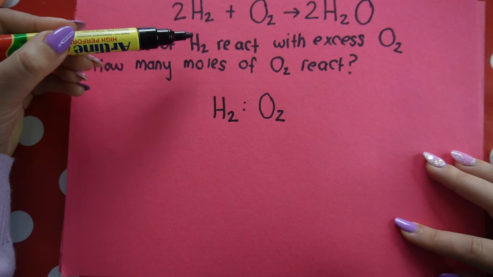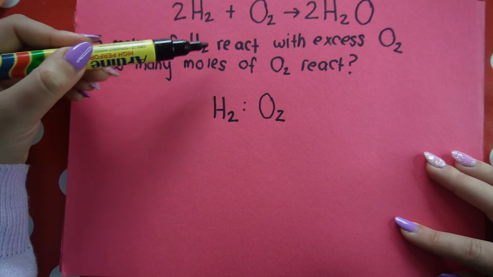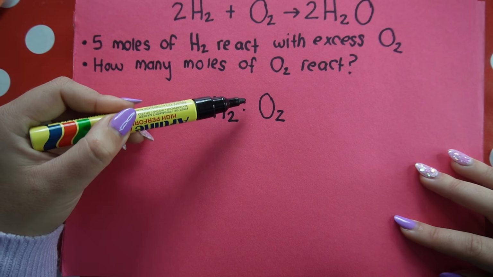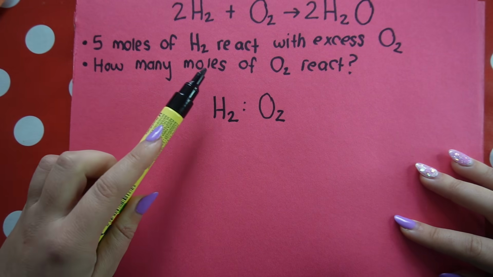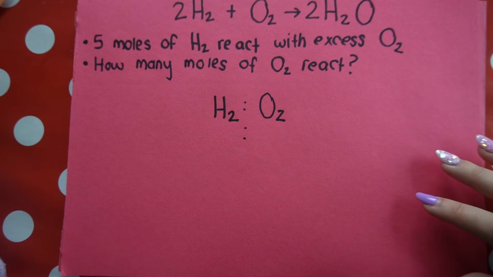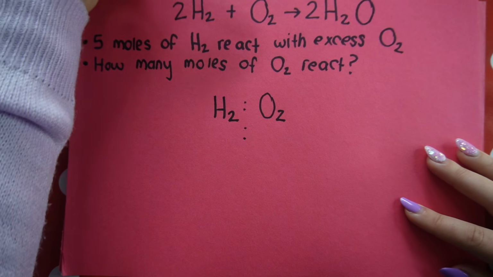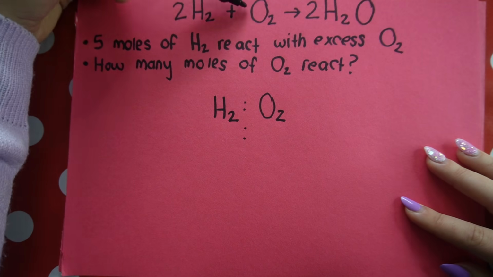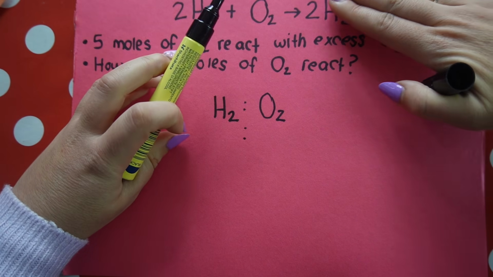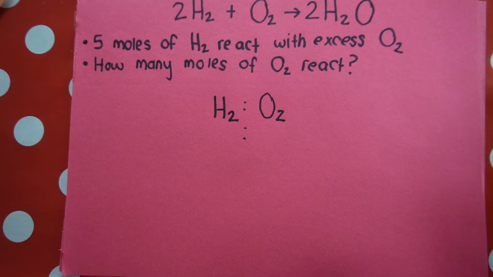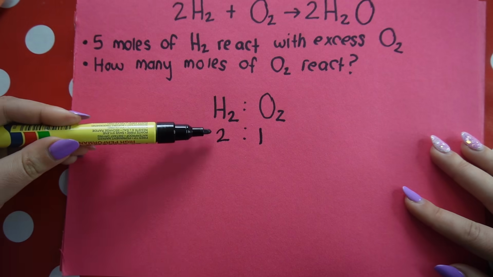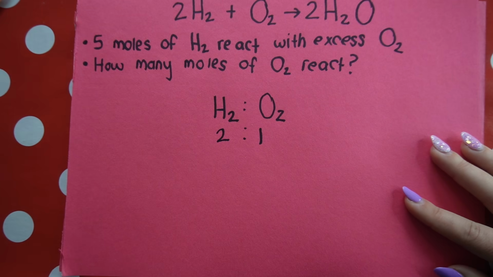So you always include what you are given, the compound or the reactant or the element which you are given information about, and you put that in a mole ratio with the one that you are looking for information about. Then you look at the balanced equation. Because we're dealing with hydrogen and oxygen, we look at those 2 coefficients. So it's a 2 to 1 ratio. Remember, we're not including water in this question. These numbers always come from the balanced chemical equation.